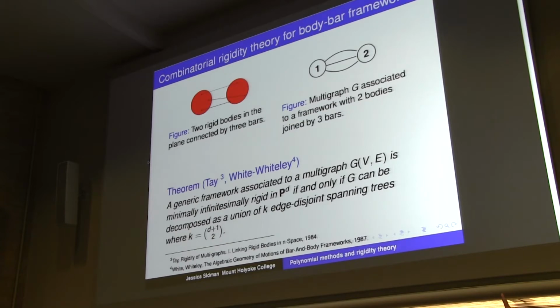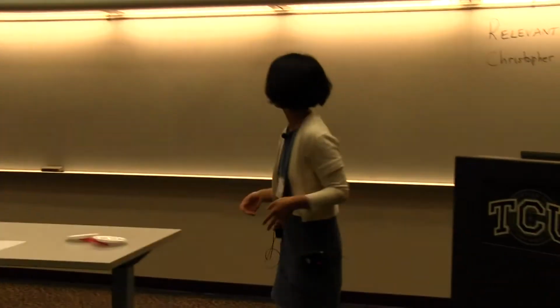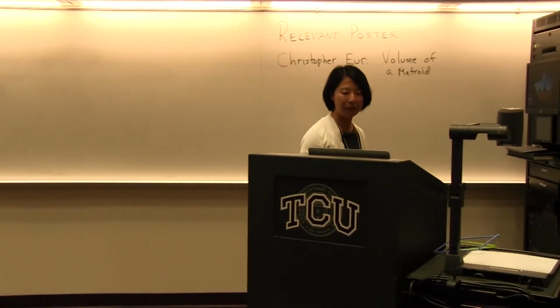Here, I'm in the plane, so this is a planar bar and body framework. So D plus 1 choose 2 is 3, so K is 3. Can I decompose that as 3 edge-disjoint spanning trees? Yeah, one edge is one spanning tree, another edge is another spanning tree, and the third edge is the third spanning tree. All right, so that's trivial in that example.